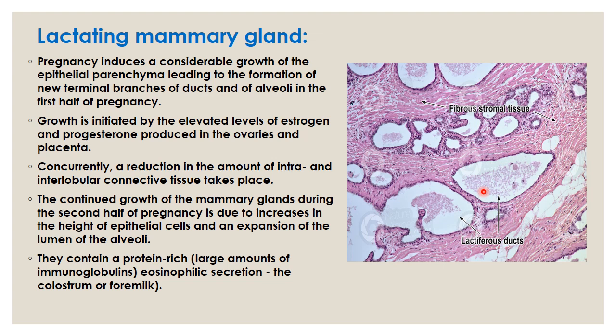So the continued growth of the mammary gland during the second half of the pregnancy is due to the increase in the height of the epithelial cells and an expansion of the lumen of the alveoli. And they contain this protein-rich eosinophilic secretion, the colostrum or the foremilk. You can see here these eosinophilic secretions.